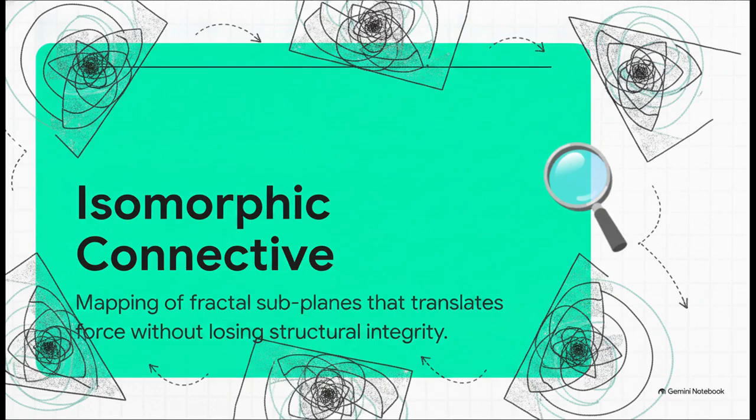Enter the ultimate workaround: isomorphic connective configurations. Don't let the technical jargon scare you off. What this means is that while the primary macro planes can't touch, every single plane contains a tiny recursive fractal map of all the other planes deep inside it. Think of Russian nesting dolls.